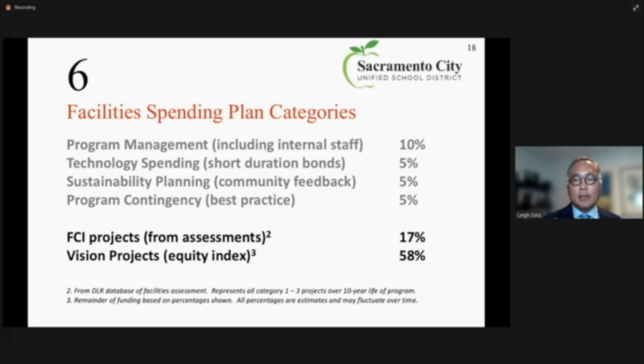So when you add the 25% to the 17%, what you're left with at the end, and really in a way you've backed into this number, is approximately just shy of 60% of your bond that can be allocated to these visionary projects, utilizing the equity index as a sorting tool to prioritize those projects. Next slide, please.